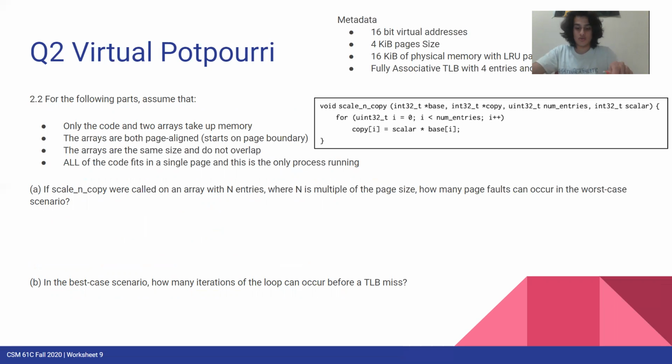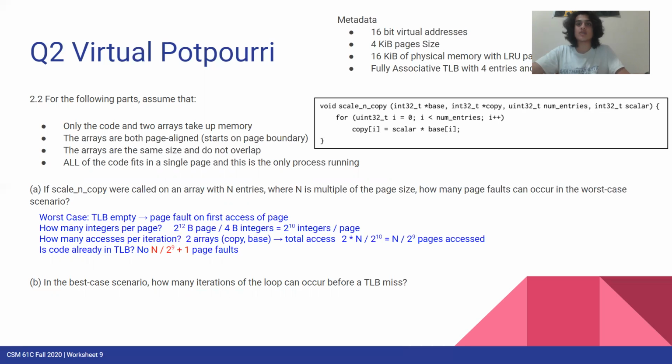Right. In this one, we're given this code block, and we're assuming only this in memory. We're assuming everything's page aligned. The arrays are the same size, do not overlap, and all the code fits in a single page, and it's the only process running. And of course, with these, the assumptions from previous, which are listed here. If scale and copy were called on an array with n entries, where n is a multiple of the page size, how many page faults can occur in the worst case scenario?